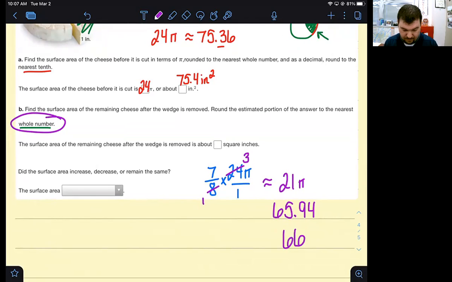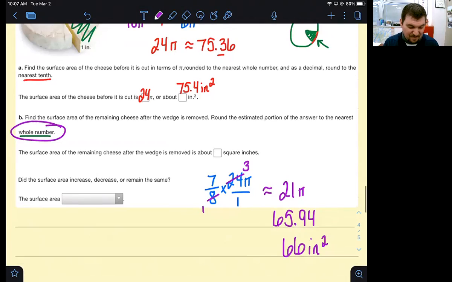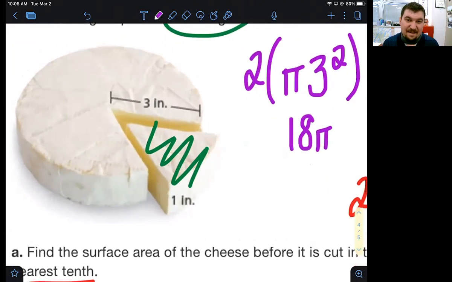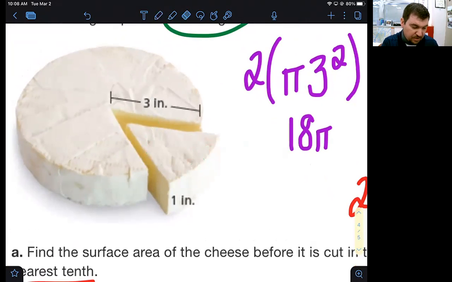Okay. And that would be inches squared. Now, if you try writing that answer in on Big Ideas, it's going to say you're wrong. And this is a tricky part of the problem that they don't tell you. When I remove that slice of cheese, it actually adds 2 extra surfaces that were not there before. So with this piece of cheese gone, we actually have a rectangle that's now on the surface right there.